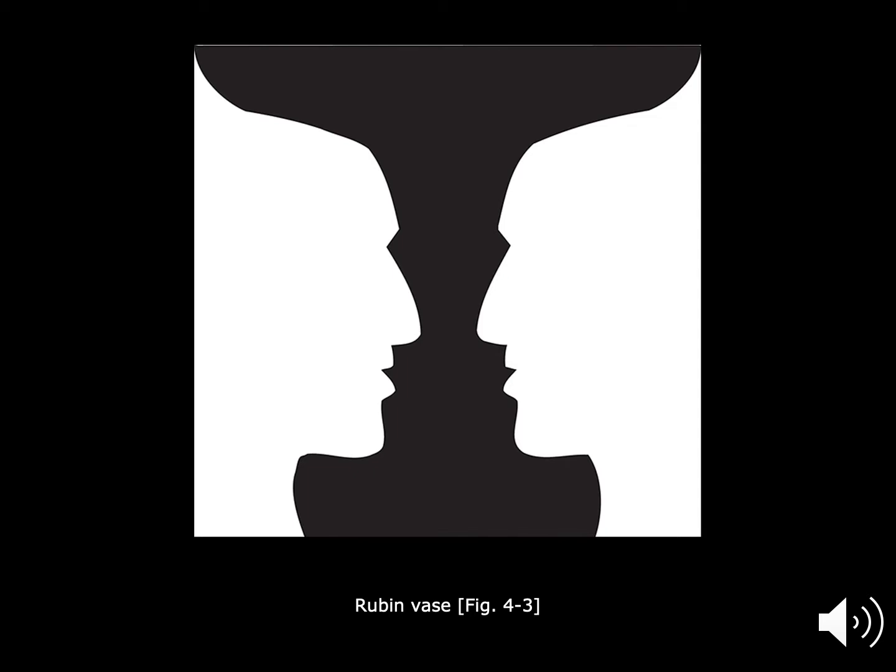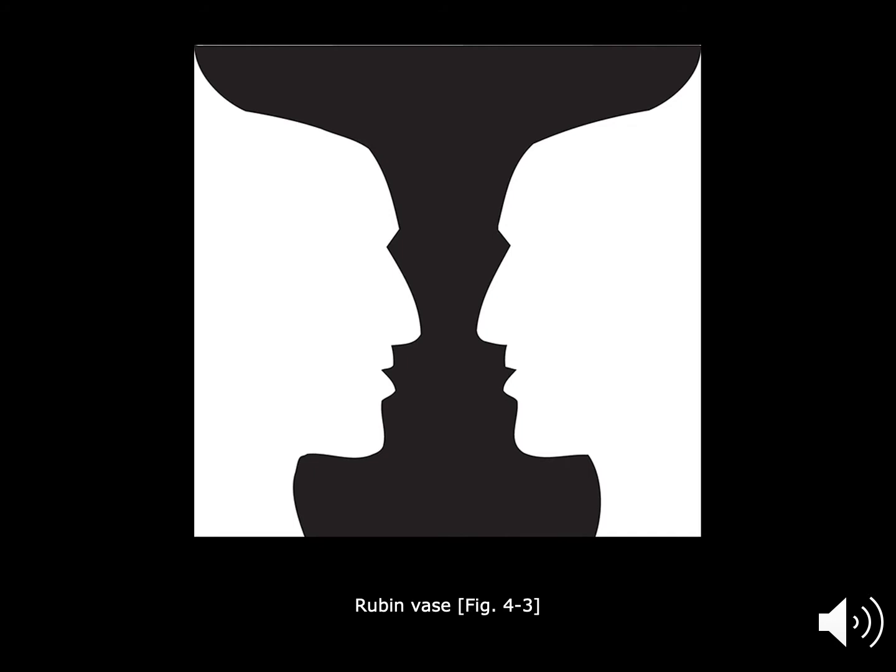So shape is a two-dimensional area. Figure-ground relation is the relationship between a work of art, the figure, and the surface upon which the art is made, the ground. Shapes between the figures are known as negative shapes. The figures themselves are the positive shapes.